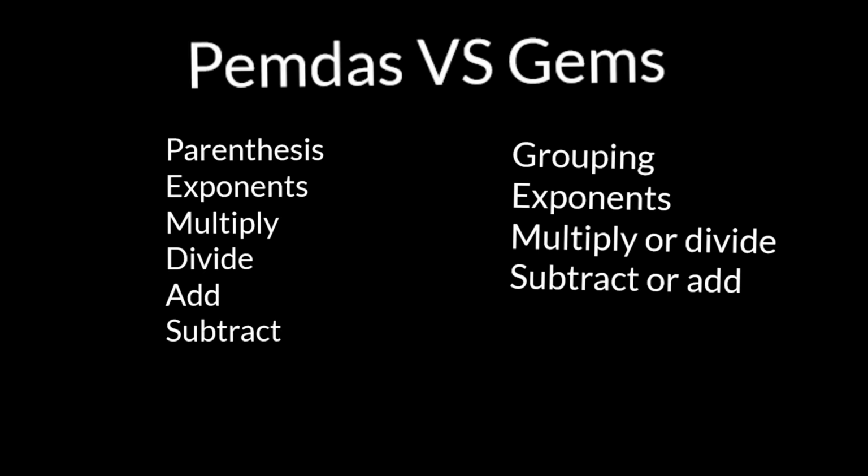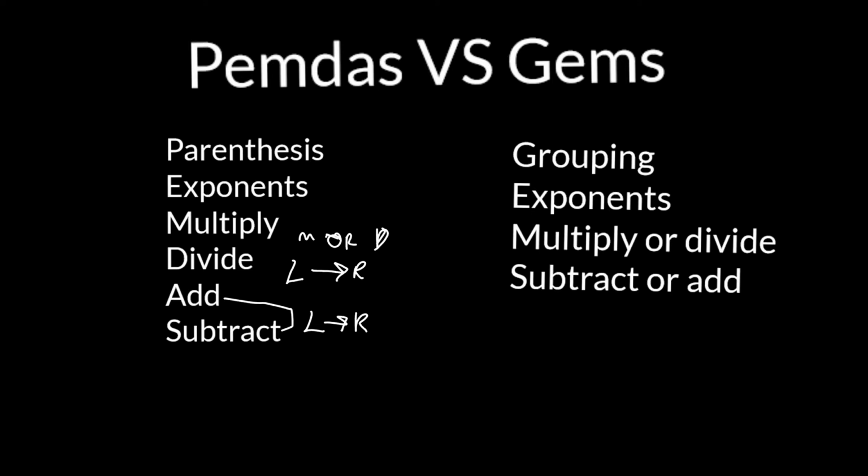The problem with it is that multiplication and division are not mutually exclusive. They're supposed to be done left to right in order. So multiply or divide, left to right in order. And that's the same with addition and subtraction. These two are to be done left to right.